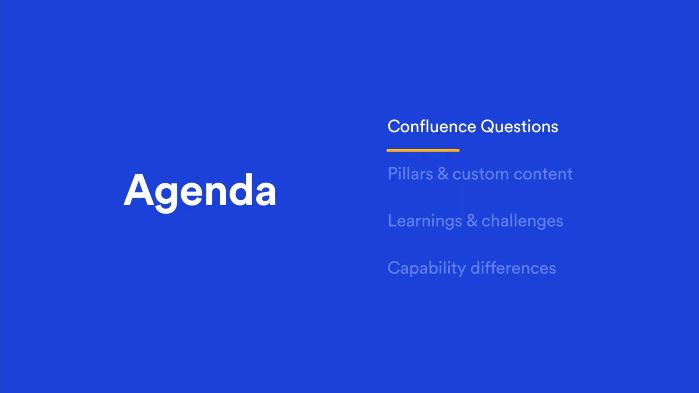Basically, what I'm going to be covering is an overview of the product and some of its features, for the people who aren't familiar with Confluence Questions. I'm then going to cover the technology pillars that we used to rebuild Confluence Questions, and specifically, I'm going to talk about custom content. And then I'm going to move on to talking about the learnings of the project and the challenges that we inevitably faced. And then lastly, I'm going to cover some of the capability differences between cloud and server add-ons.